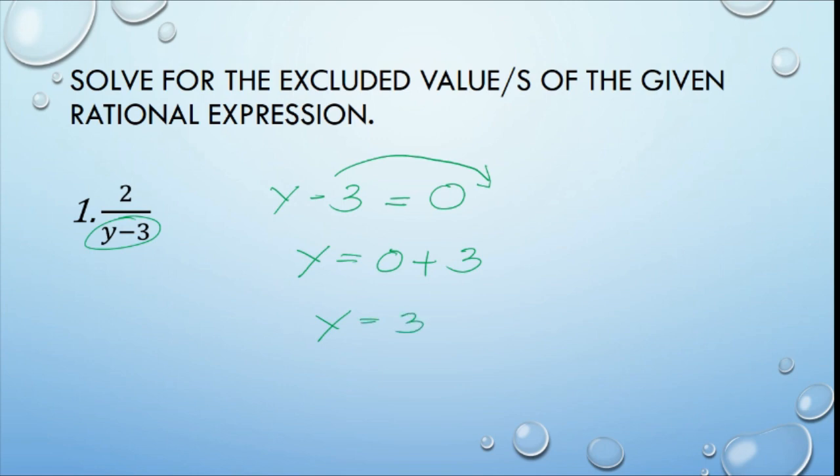So meaning to say the excluded value in number 1 is 3. So kailangan daw hindi maging 3 yung value ng y. Kasi 3 minus 3 is equal to 0. So this is our answer. Okay?